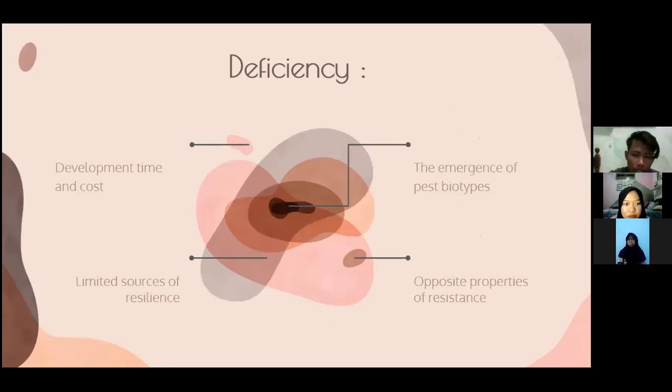Disadvantages: development time and cost, limited source of resistance, the emergence of pest biotypes, and the opposite property of resistance.